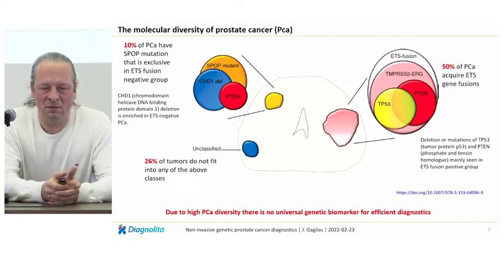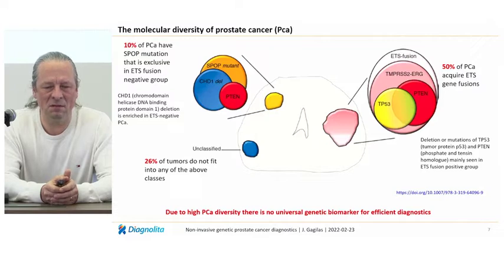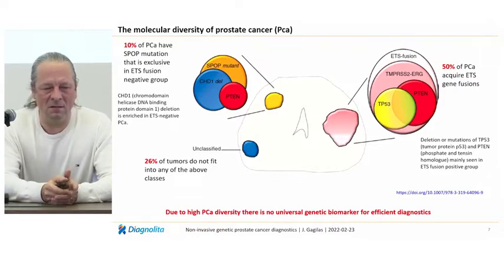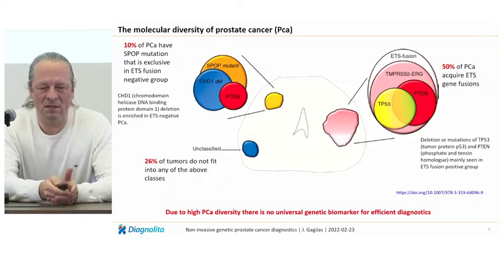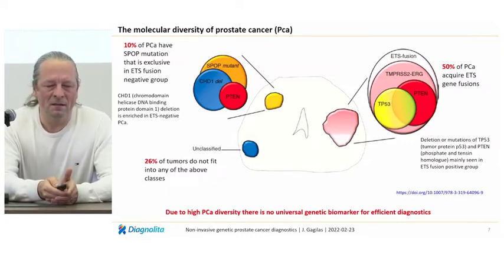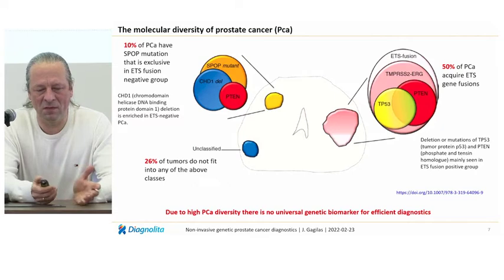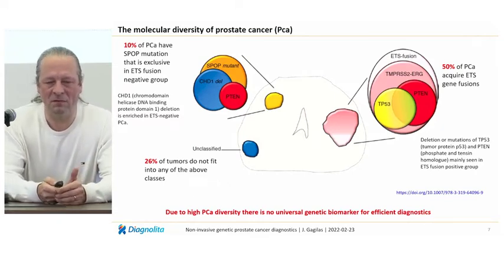And in the left side, you can see that about 10% of prostate cancers we have is SPOP mutations. As already mentioned, these do not have ETS fusions. And a quarter of all prostate cancers were unclassified, and because of this high diversity, there is no universal biomarker for efficient diagnostics. So you should have some combination of a few biomarkers if you want to have effective diagnostics.